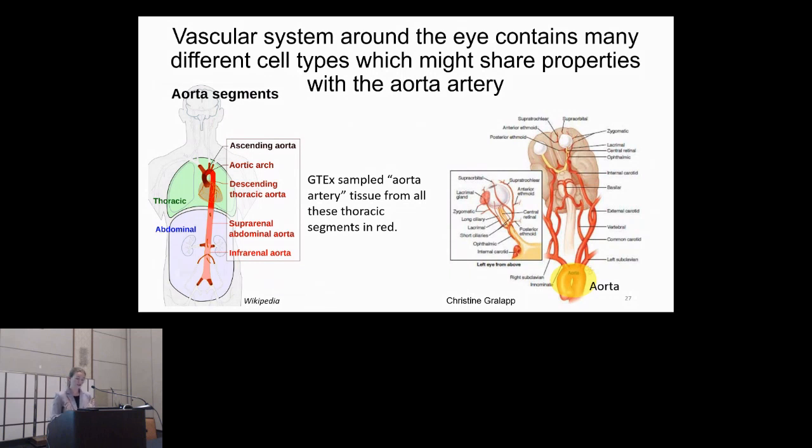But then if we take a look on the right at how the aorta is connected to the vascular system that leads to the ocular cell types, it's possible that there are just a lot of shared cell type properties. And so even though the tissue might not make a lot of sense, again, I'm saying that cell type composition could play a large role in what we're seeing. And this really tells us that we need better, more precise cell level data to make the best inferences.